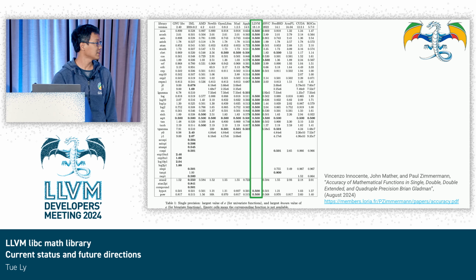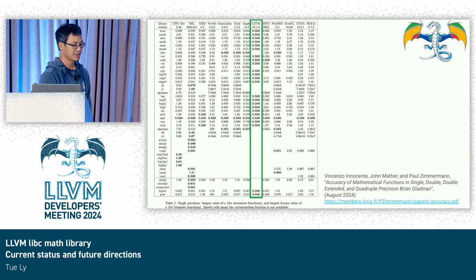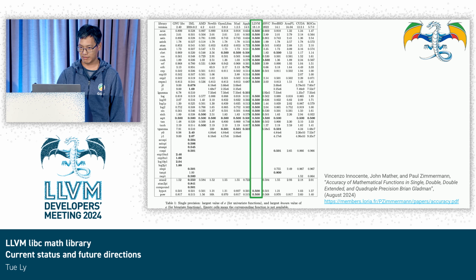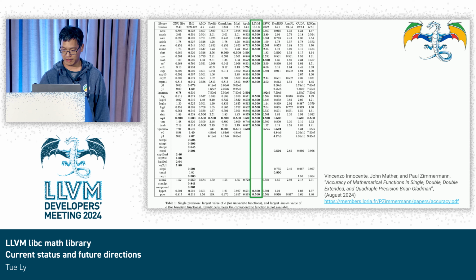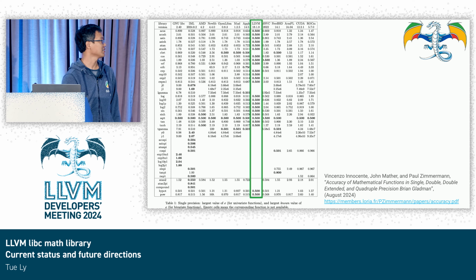Okay, and here's the accuracy report across the libms by the researcher group at INRIA, and this is for LLVM 18, and so far I was the only one that tried to be as accurate as possible. With 19 and 20, we are going to have more, and we are going to steal some of the spotlight at the bottom from glibc and IML.